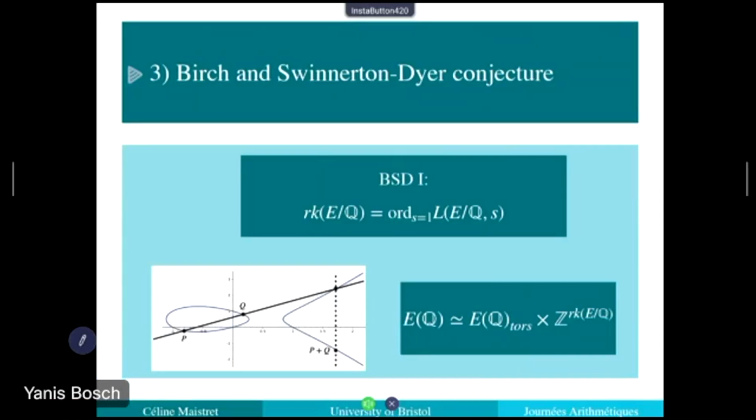Okay, so if we knew BSD, which we don't, we understand rank 0 and 1 pretty well over Q, but in vast generality we don't. But in this talk I will assume that we understand everything. If we knew this, then we could very nicely, completely understand the rational points of elliptic curves.